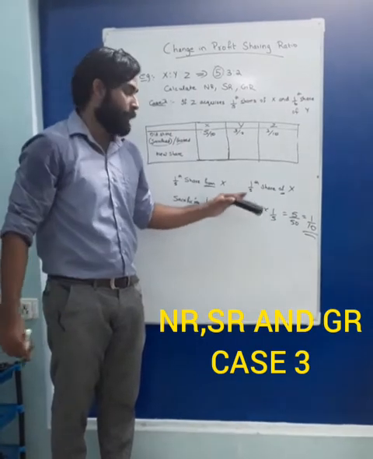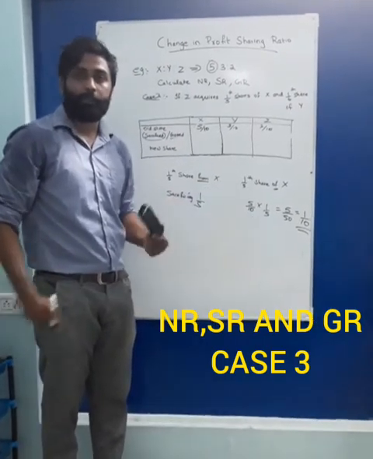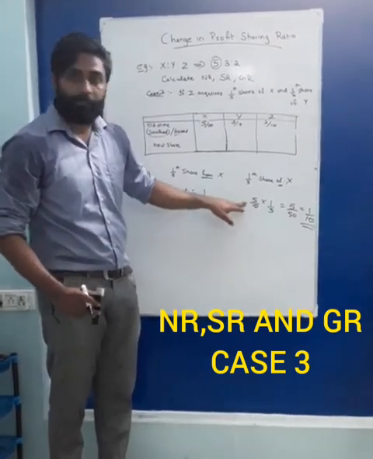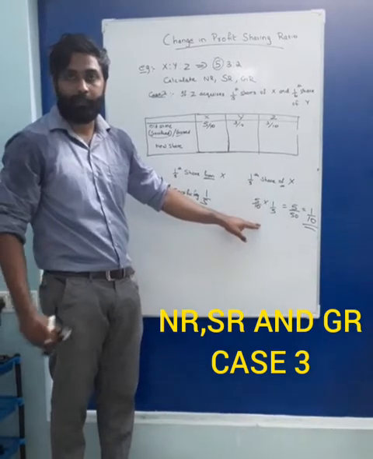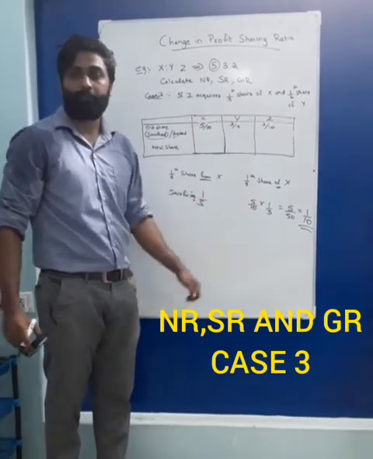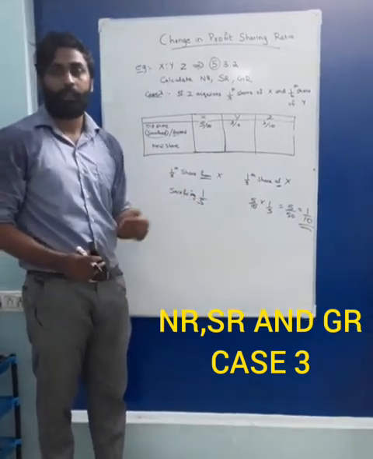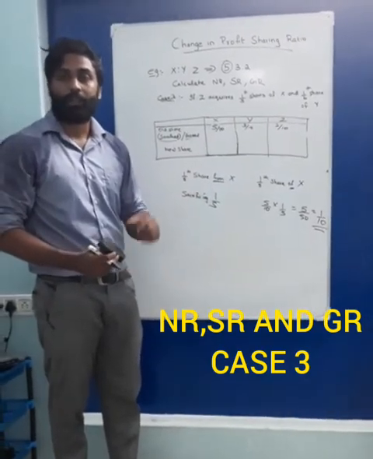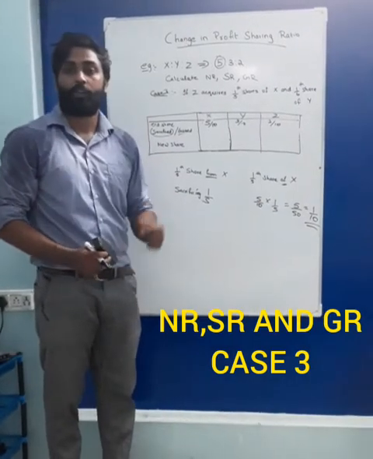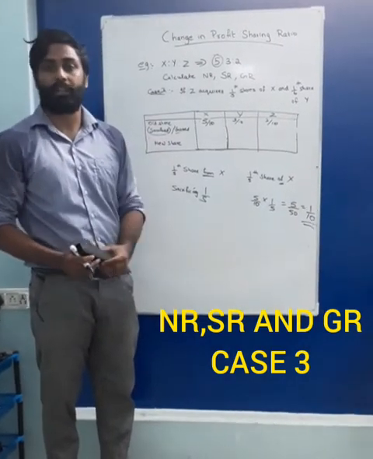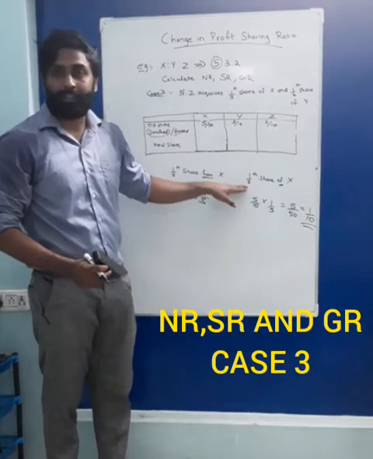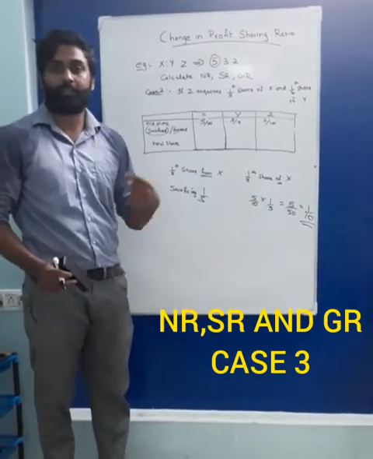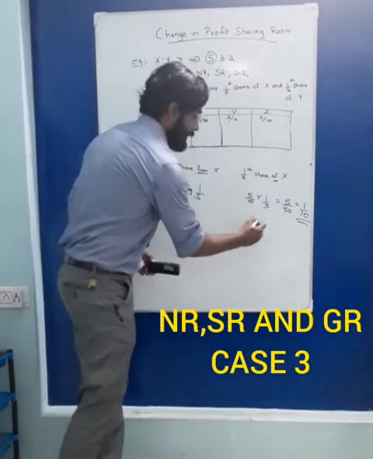I repeat, 1 by 5th share of X means you have to calculate 1 by 5th of X. That means 5 by 10 into 1 by 5. You will get 5 by 50, or else if you divide it, you will get 1 by 10. So here X sacrifices 1 by 10 of the total shares. 1 by 5th share of X means 1 by 10 of the total share. Here the sacrificed share of X is 1 by 10.